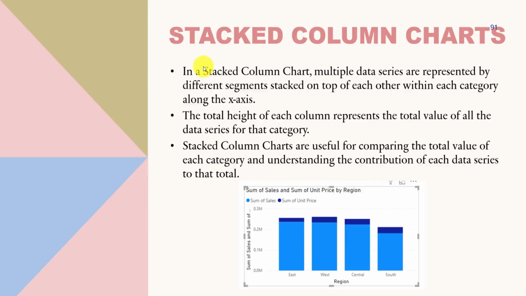Basically it is also the same: multiple data series are represented by different segments stacked on top of each other within each category along the x-axis. The total height of each column represents the total value of all the data series for that category, and they are useful for comparing the total value of each category and understanding the contribution of the data series to the total. So this is what the stacked column chart is, and you can see the example of the stacked column chart.